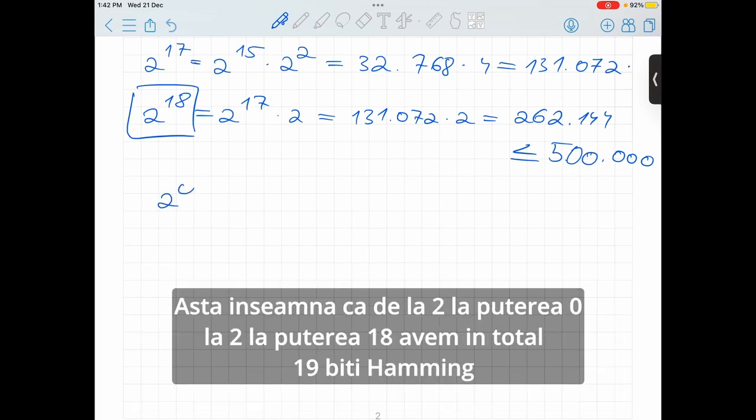This means that from 2 at the power of 0 to 2 at the power of 18, we have in total 19 hemming bits.